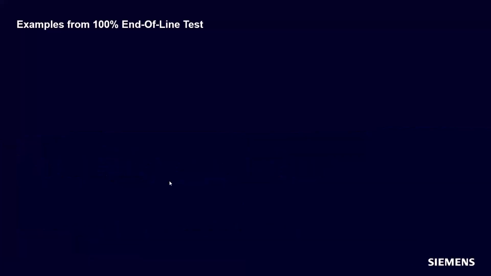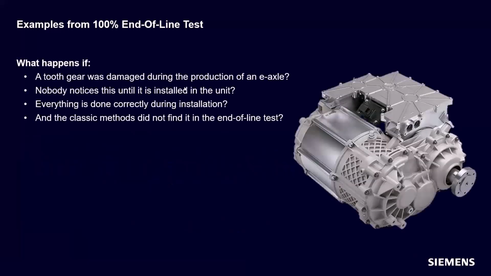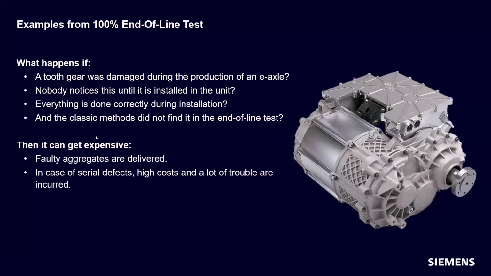We are talking about a 100% end-of-line test, for example, of electric drive units as they are used in electric cars today. Now imagine what happens if a tooth gear was damaged during the production of such an e-axle and nobody noticed this, because everybody did everything right and mounted everything in the right way, but at the end there's a fault inside and nobody knows about it. If something like that happens, it can get expensive. Faulty aggregates are delivered to the car plant, and in the case of a serial defect, really high costs can occur.